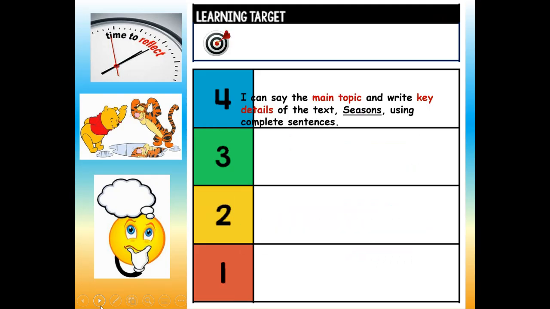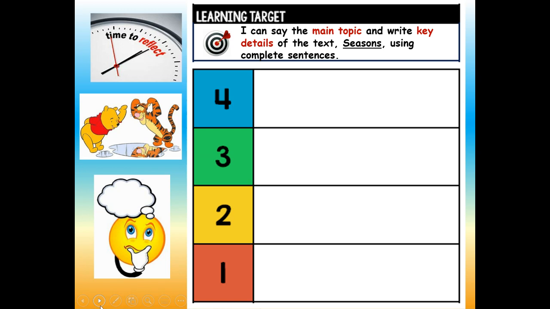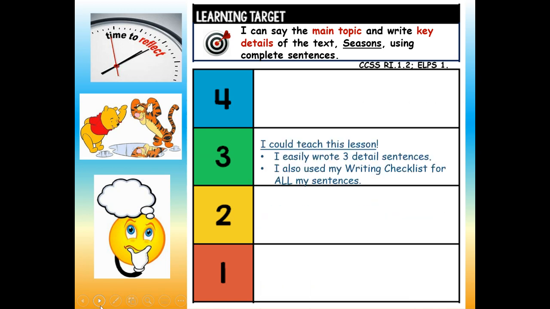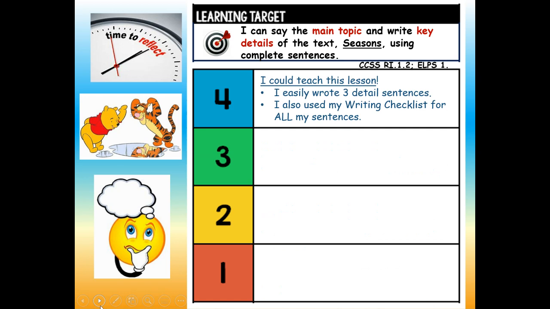All right, it's time to reflect on our learning. Our learning target was I can say the main topic and write key details of the text seasons using complete sentences. Would you give yourself a 4? I could teach this lesson. I easily wrote three detailed sentences. I also used my writing checklist for all of my sentences.